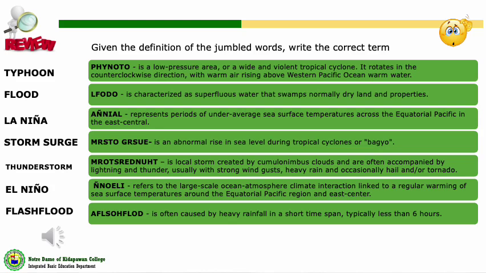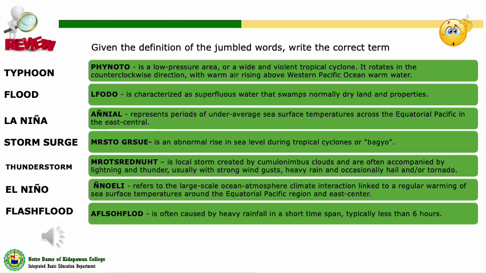Then we have two words. First is MRSTO, then the second one is GRSU, an abnormal rise in sea level during tropical cyclones or bagyo. All right, so the answer would be storm surge.